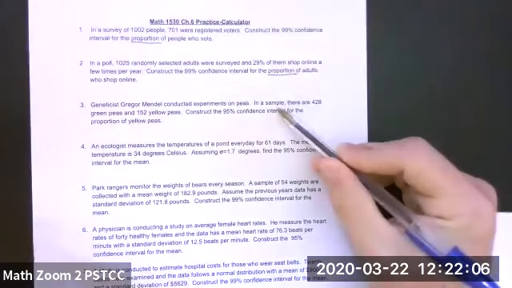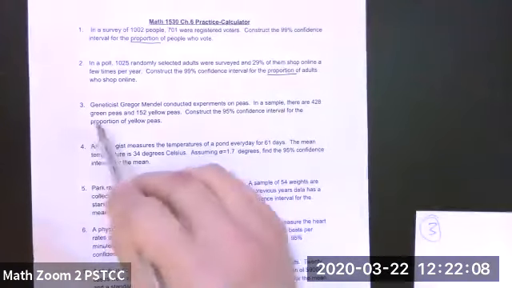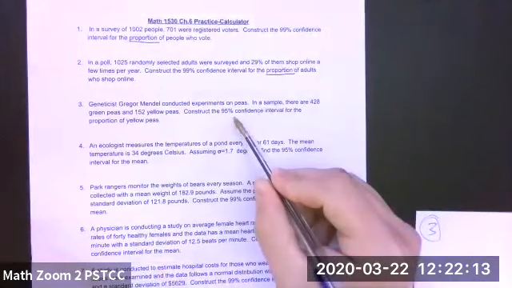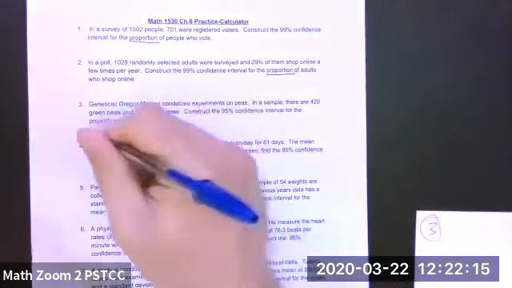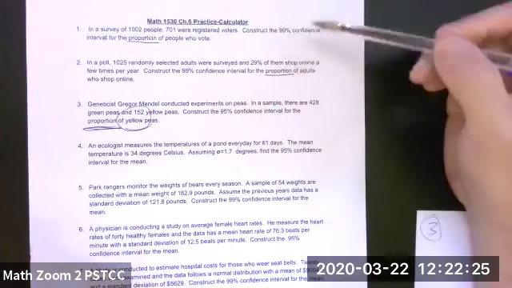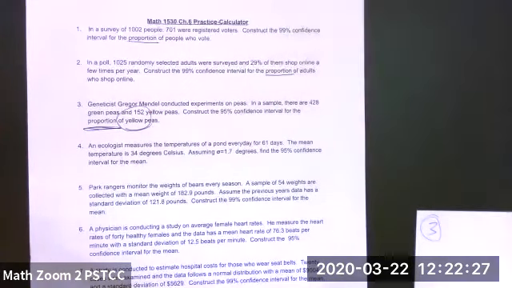Okay, in question 3 here, we have the famous geneticist, Gregor Mendel, conducting experiments on peas. In the sample, there are 428 green peas, 152 yellow peas. Construct the 95% confidence interval for the proportion of yellow peas. So similar to question 1 and 2, we're doing a confidence interval for a proportion, so we'll use the same formula.